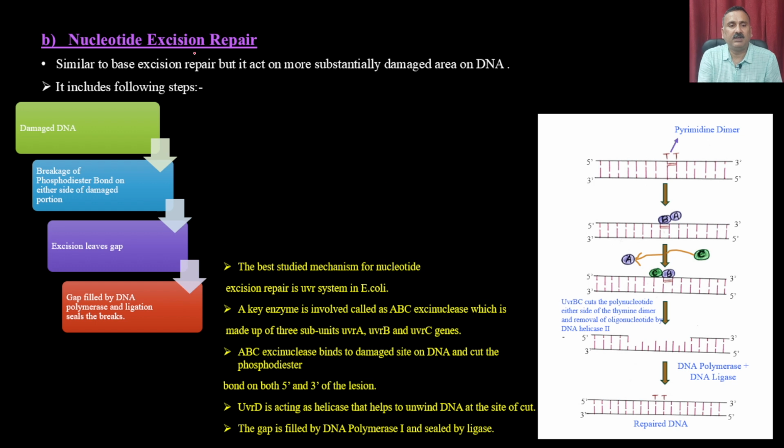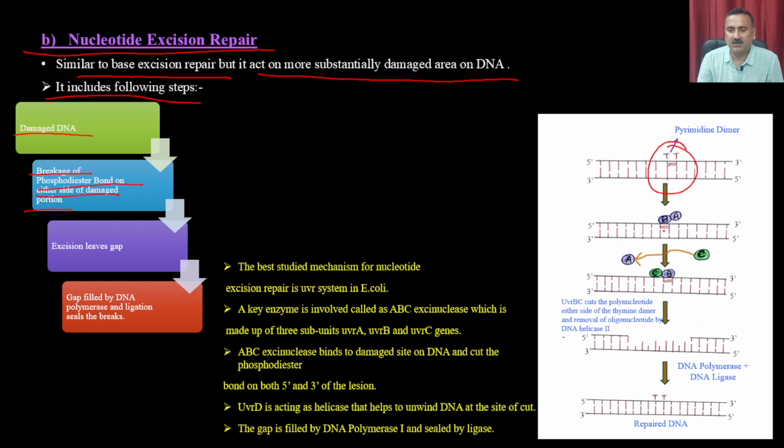Then we can also have the nucleotide excision repair. Similar to base excision repair, it acts on a more substantially damaged area of the DNA. It includes the following steps. First you have the damaged DNA, and on both sides of the damaged portion there is a breakage of the phosphodiester bond. The excision leaves a gap, and this gap is filled by the DNA polymerase, and ligase seals the breaks.